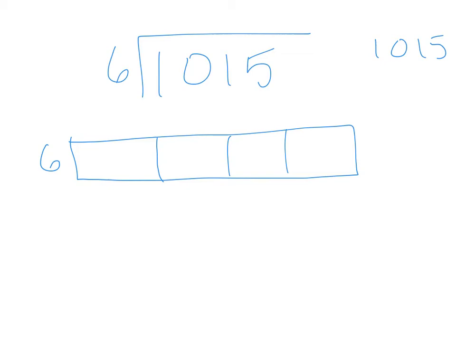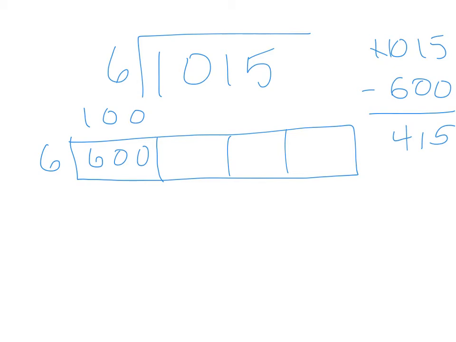Again, I'm going to start by looking at that 1. Since it is in the thousands place, it is actually equal to 1,000. So I'm going to think to myself how many 6s I think there are in 1,000. I know there's at least 100. So I'm going to write 100 down here, and then multiply 6 times 100, and I get the product of 600. So I'm going to come over here to my dividend, 1,015, and subtract out 600.